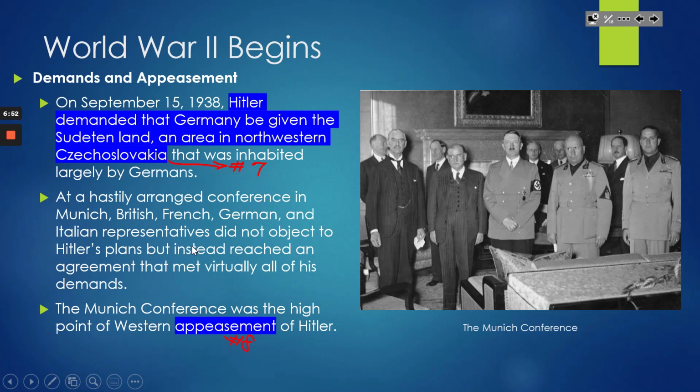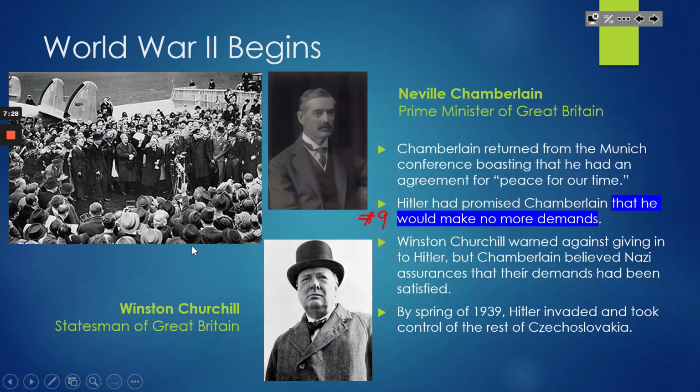Okay. So they meet in the Munich conference, and they did not object to much of Hitler's plans. As a matter of fact, they kind of allowed or agreed for him to do all of his plans except for a few, right? So as you see here, virtually all of his demands were met. And now this is the high point of appeasing Hitler and allowing him to have the demands that he wants, right? That, of course, as you're going to see, is going to come at a consequence. So that's your 7 and 8, right?